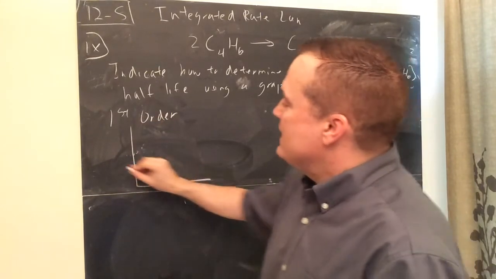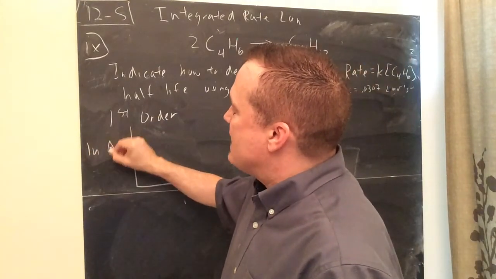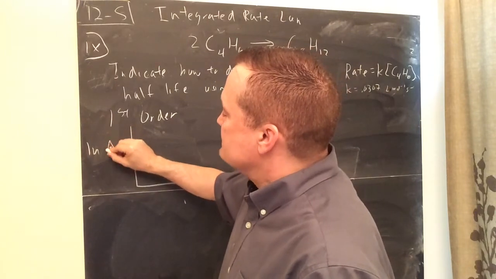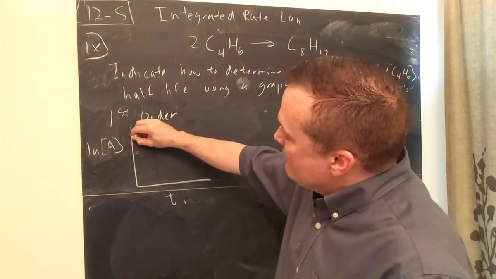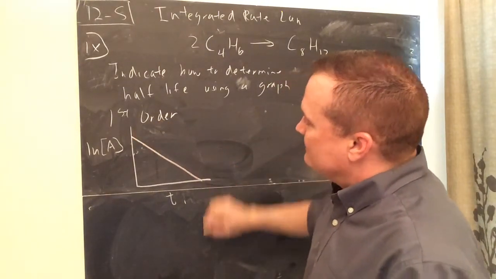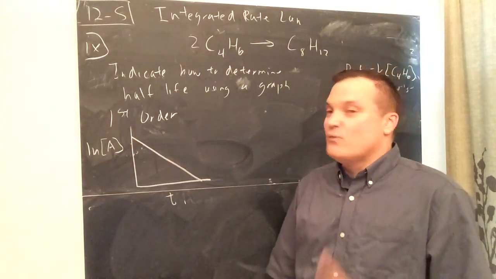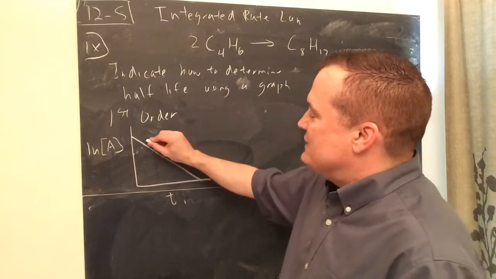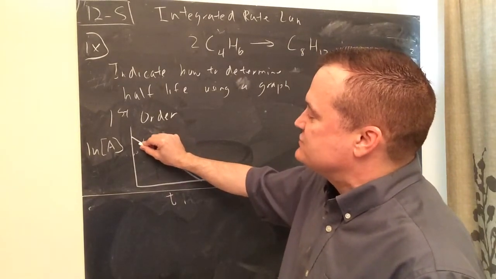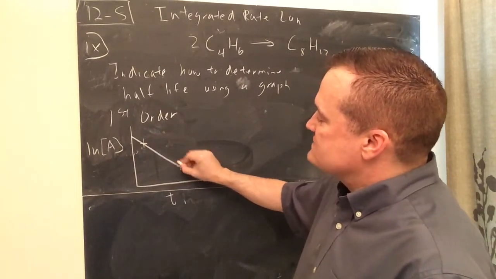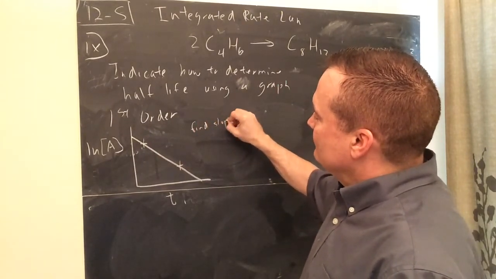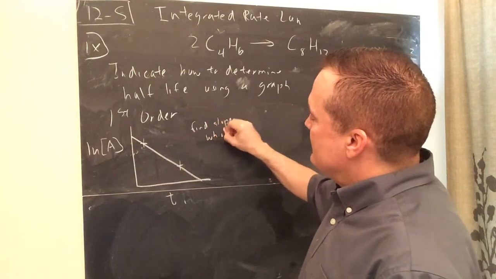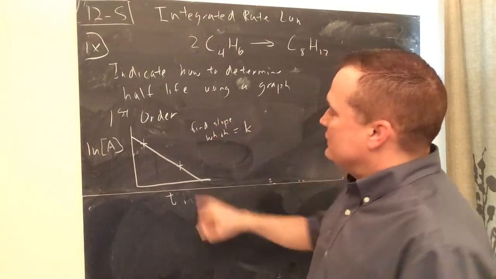Like if they told you, indicate on this graph how you can determine half-life. All right, so remember, it's the natural log of A versus time. So, and that will be a straight line going down. So to find half-life, what you do, and it's weird, I mean, it's just kind of describing what I told you yesterday already. You find the slope of the line. So find the slope, which equals k. Or you find the slope of the line.